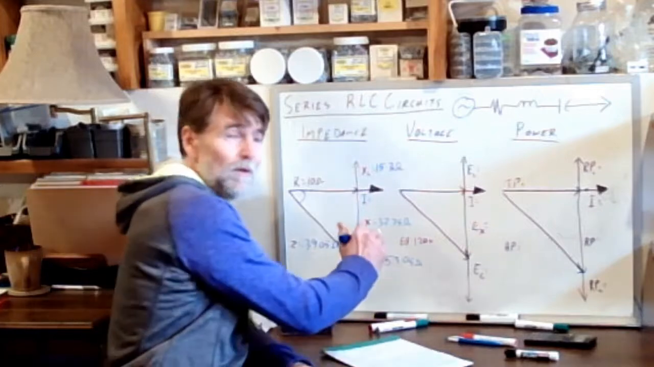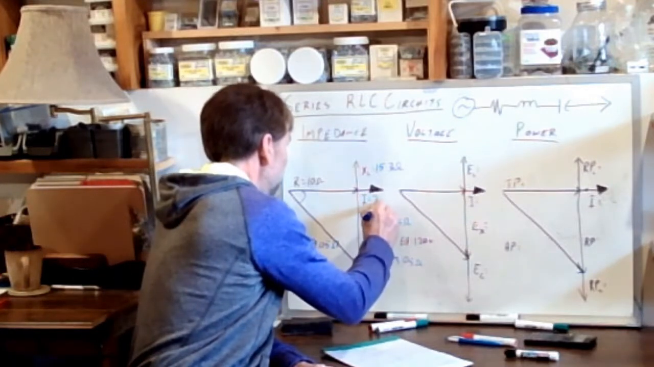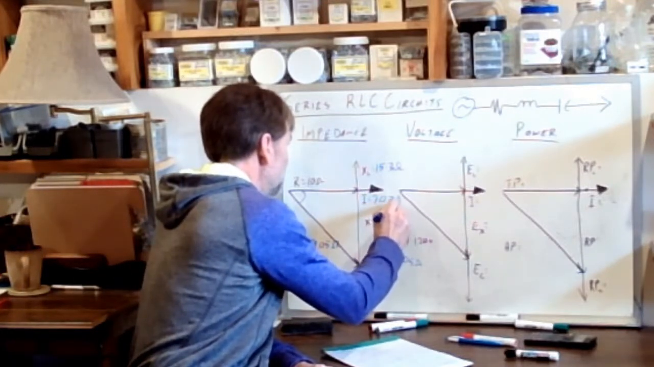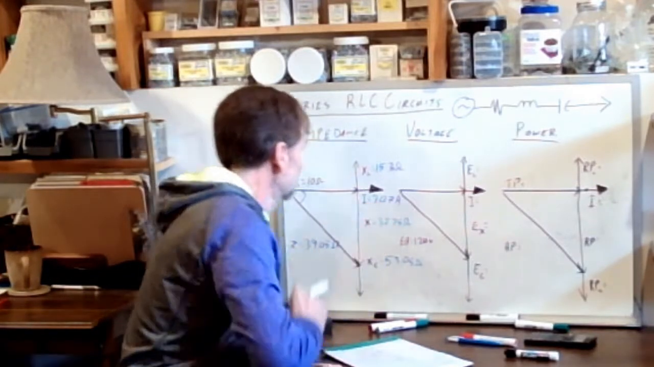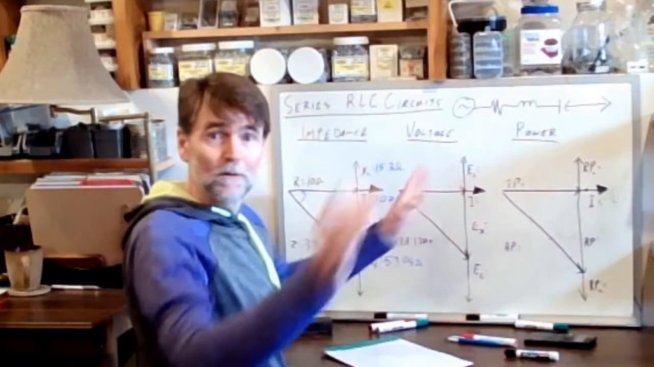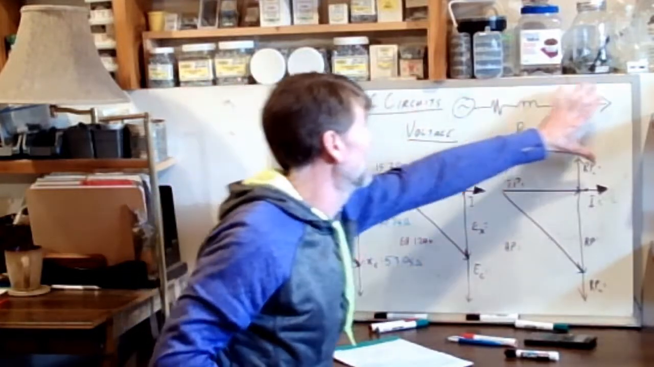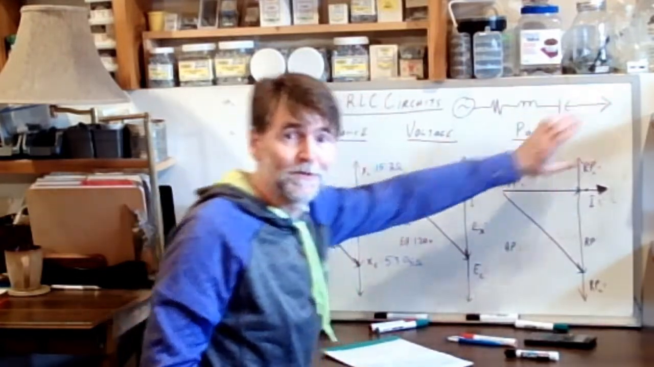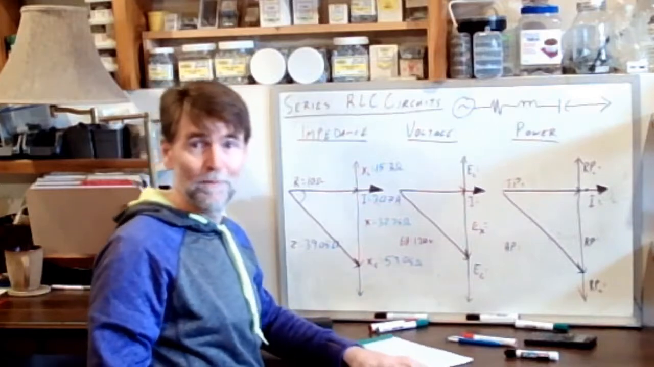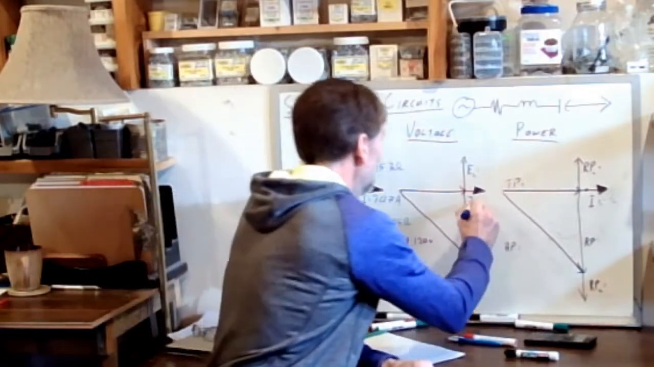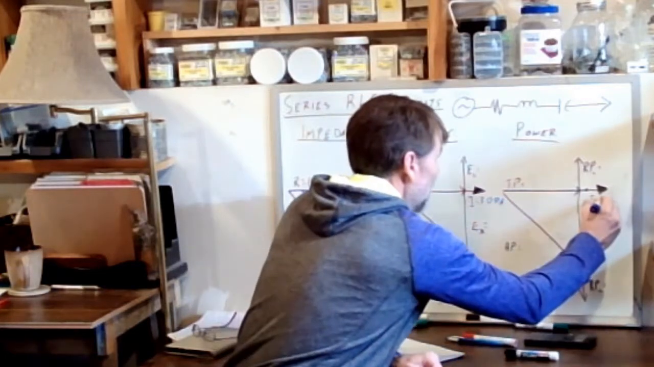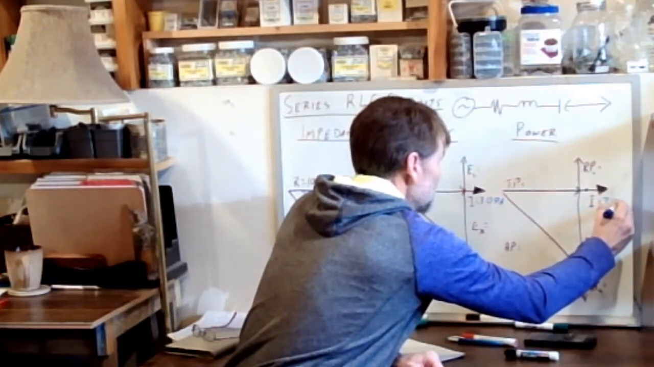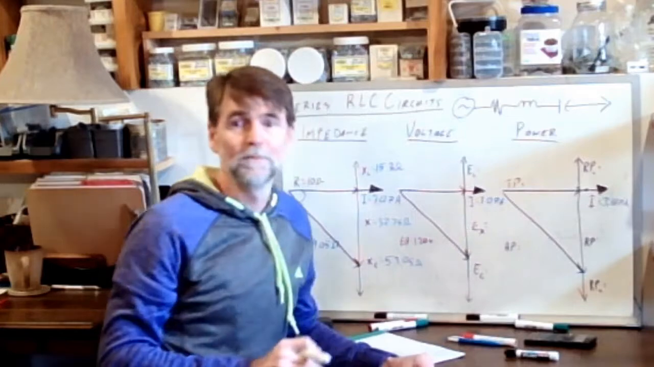What does I equal? 3.07 amps. 3.07 amps. And that number is across the board. No matter where we measure current through a circuit, that is the number we're going to measure. That is the current we're going to find. So I equals 3.07 amps there, and I equals 3.07 amps there. Okay?